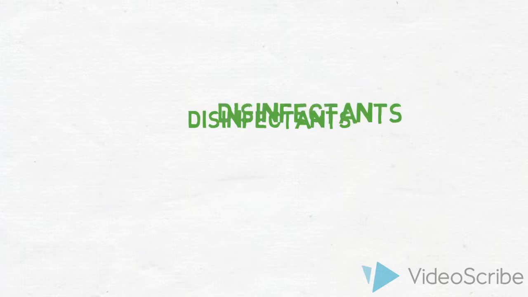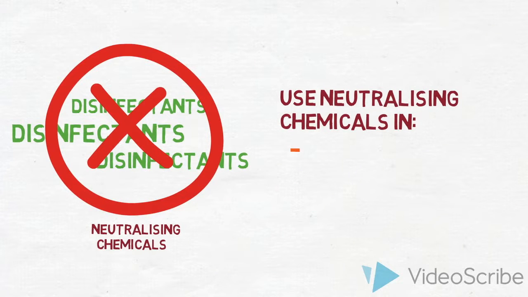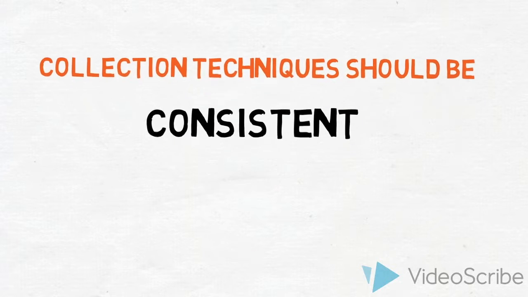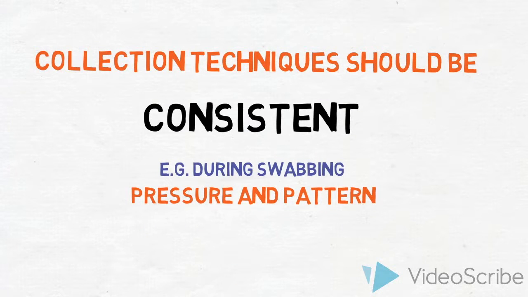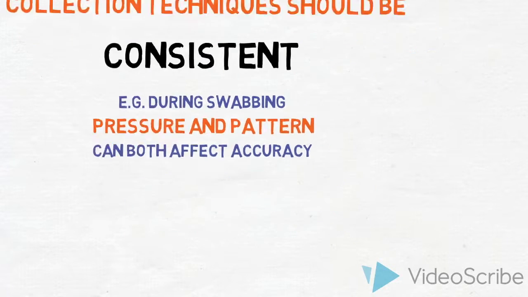If there is residual disinfectant on the surface, specific neutralizer chemicals should be used in both the growth media and dilution fluids. For swabbing methods, both the swabbing patterns and pressures applied to the swab during the sampling affect the accuracy and consistency of the method.